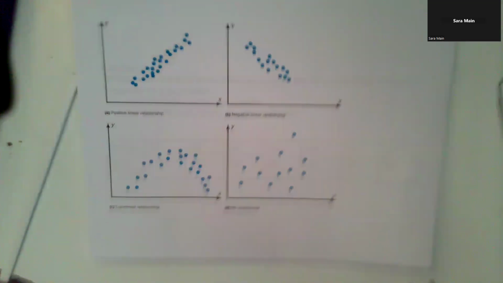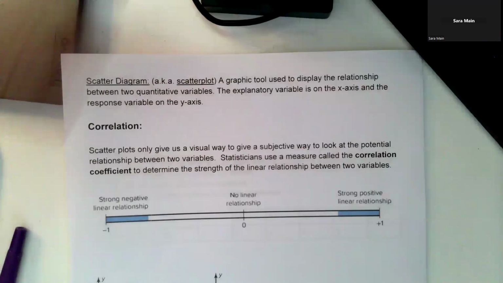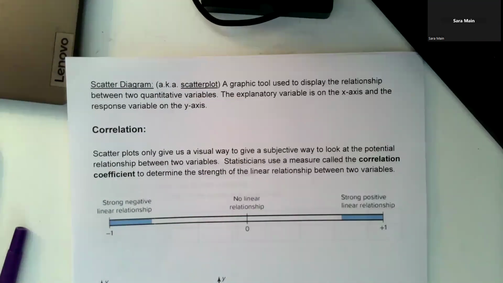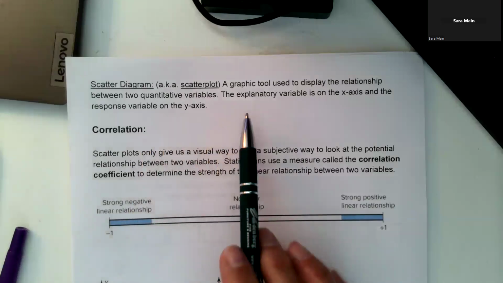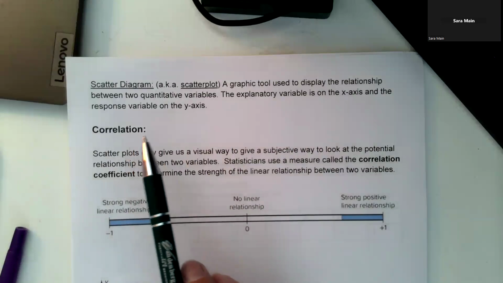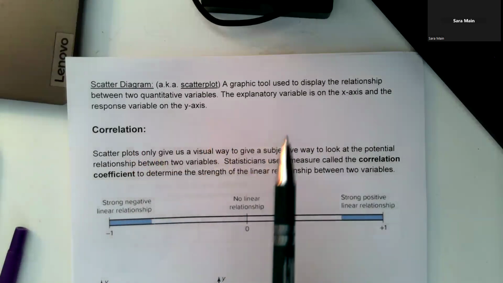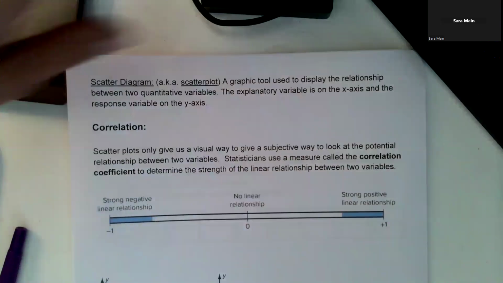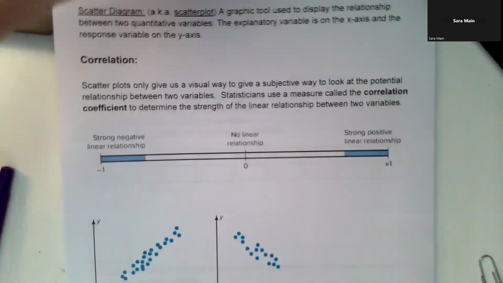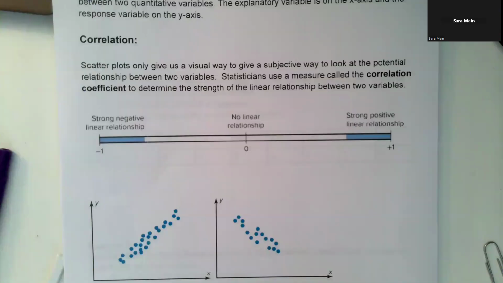Okay. So once we have two variables that we would like to check out and see if there's a relationship between them, the first observational visual way that we can look at this possible relationship is using a scattergram, or called a scatter plot, a graphic tool used to display the relationship between two quantitative variables. The explanatory variable is on the x-axis and the response variable is on the y. So let's tell us something about correlation visually.